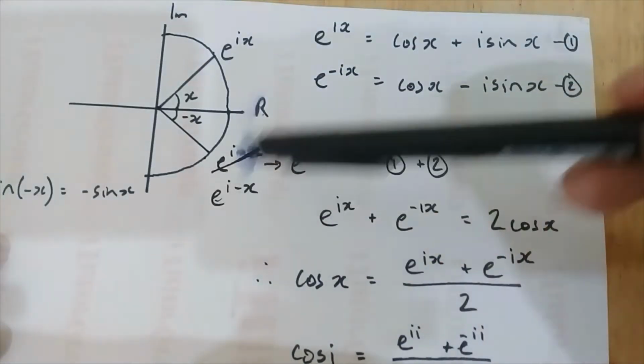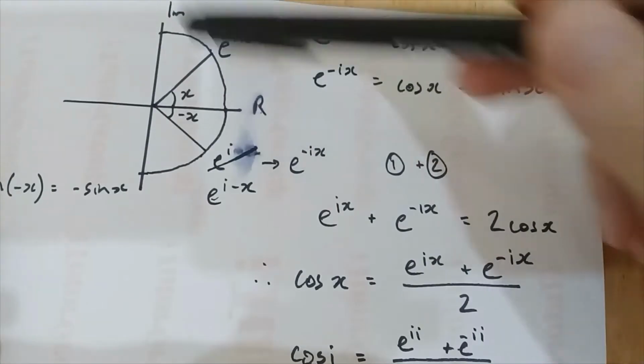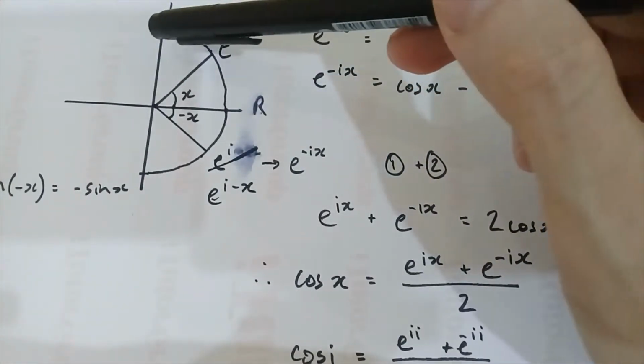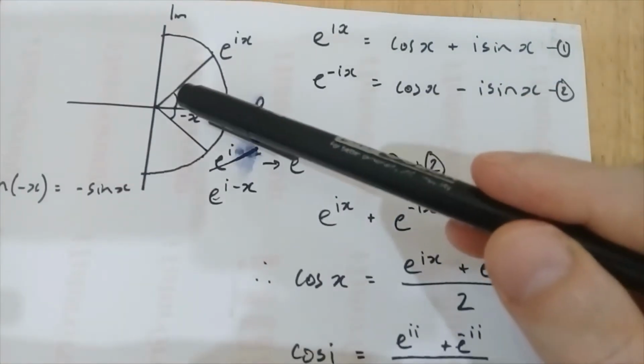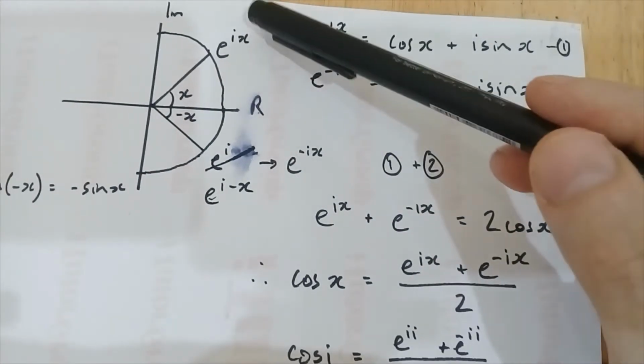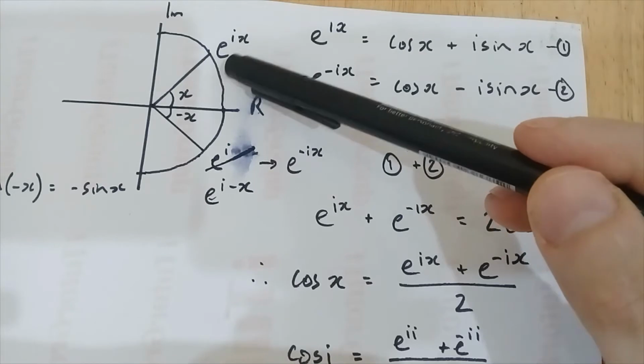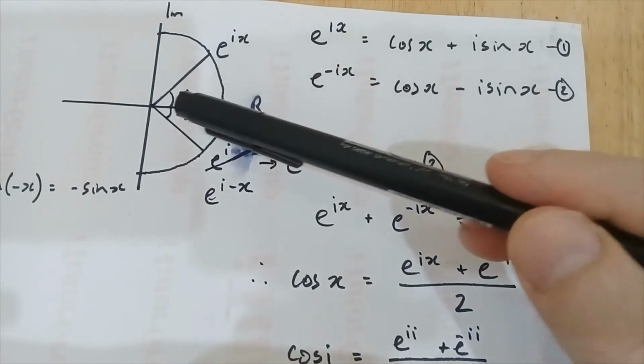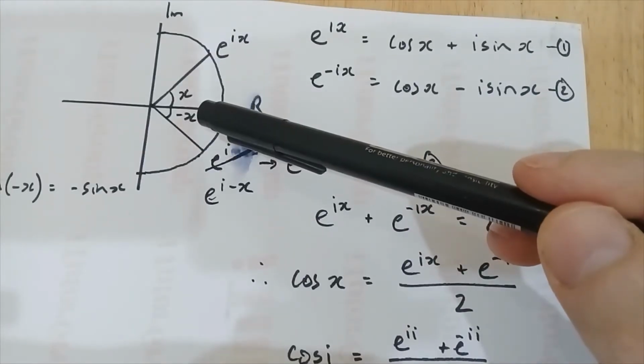So first, let's look at this. It's the Argand diagram. I've got my real and imaginary axis. I've got the unit circle. And I've put a line with angle x. Now that will give us e to the power ix. Now I've done another line with an angle minus x.